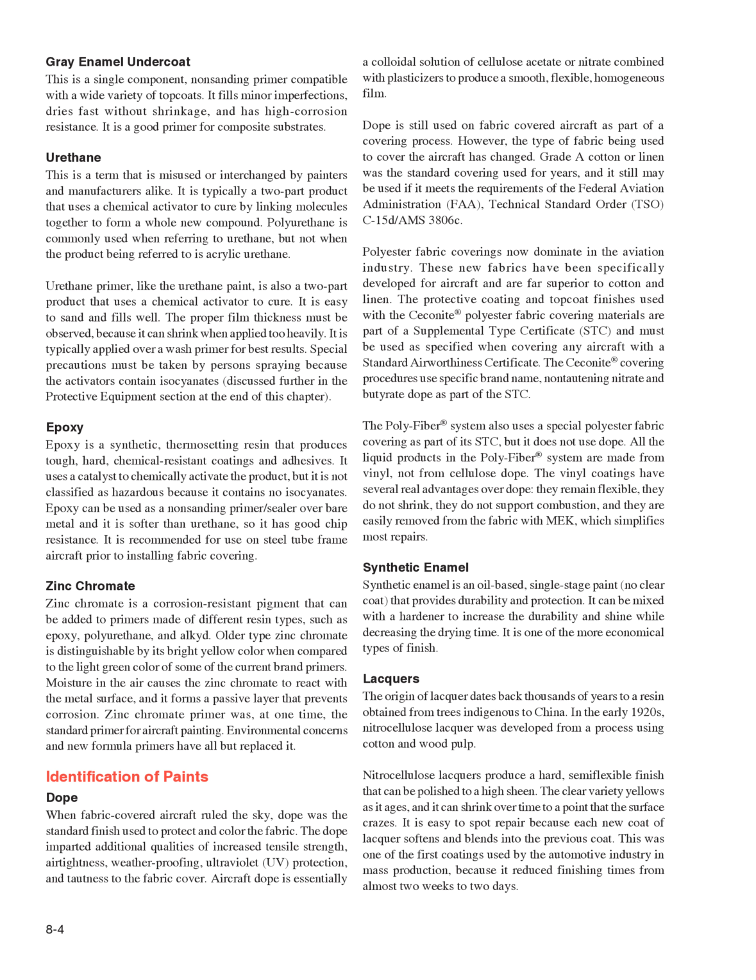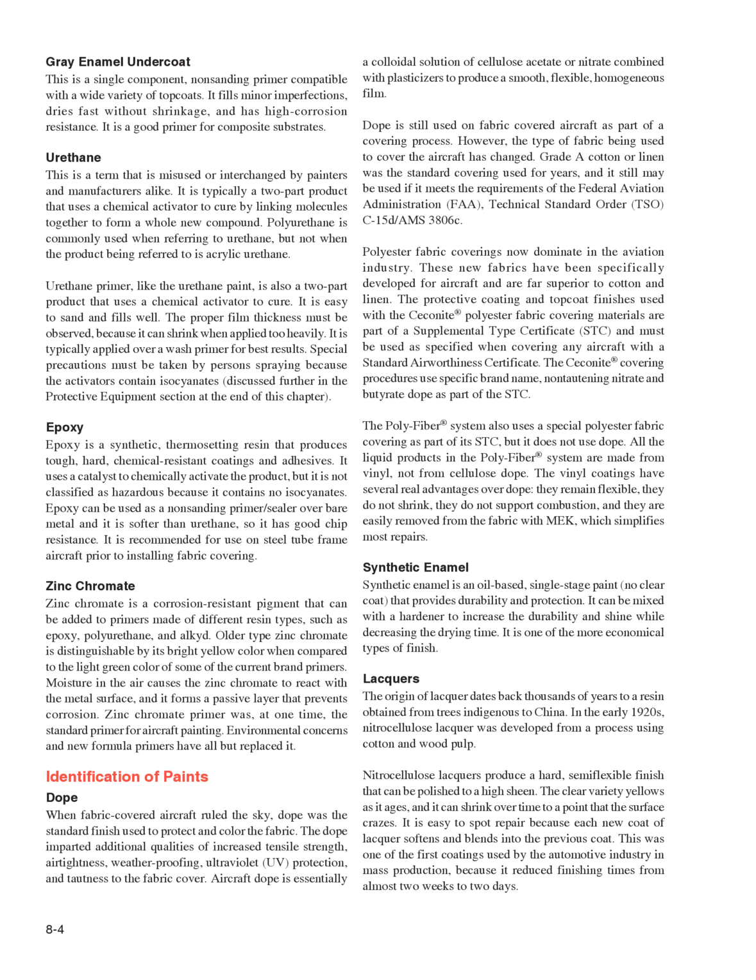Zinc chromate. Zinc chromate is a corrosion-resistant pigment that can be added to primers made of different resin types, such as epoxy, polyurethane, and alkyd. Older type zinc chromate is distinguishable by its bright yellow color when compared to the light green color of some of the current brand primers. Moisture in the air causes the zinc chromate to react with the metal surface, and it forms a passive layer that prevents corrosion. Zinc chromate primer was, at one time, the standard primer for aircraft painting. Environmental concerns and new formula primers have all but replaced it.